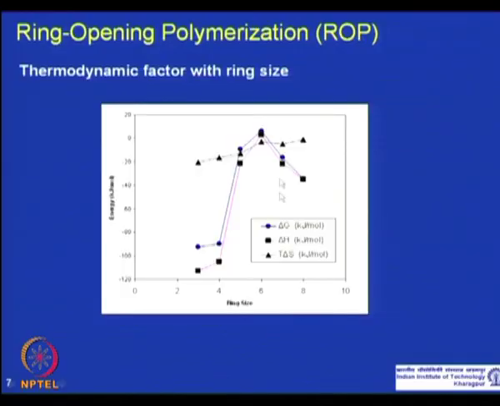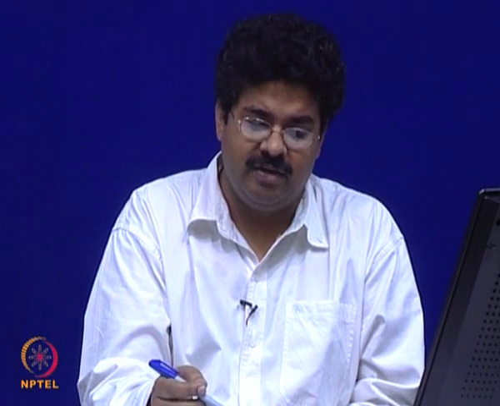Similar is also true for rings with a size of 7, 8 carbons. The 6 membered ring is actually a little higher than 0, slightly higher than 0. Basically, the 6 membered ring is not thermodynamically feasible. The ring opening polymerization of a 6 membered ring is not thermodynamically feasible.